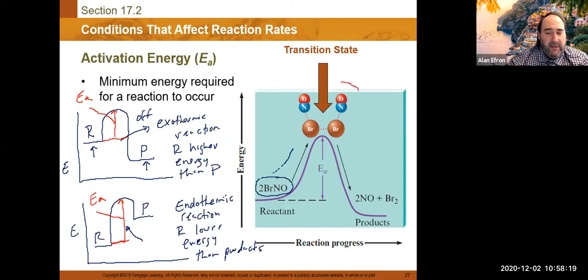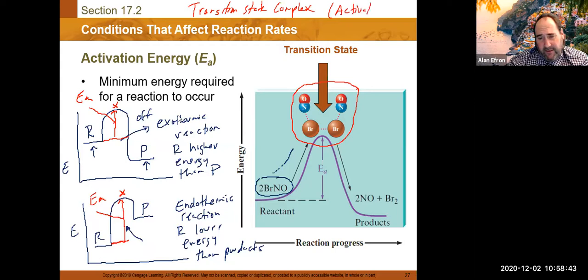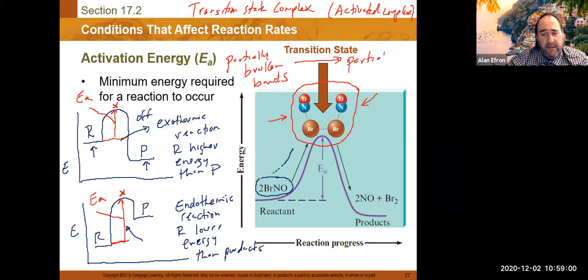When we do reach the very top, as you can see here, this is sometimes referred to as the transition state. At the very, very top, these guys would be the transition states, we get what is sometimes referred to as the transition state complex, or the activated complex is sometimes called. That is a substance, like we see here in this picture, that has partially broken bonds and also has some partially made bonds.